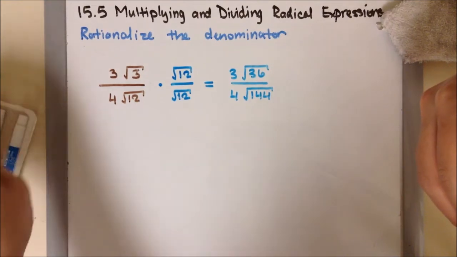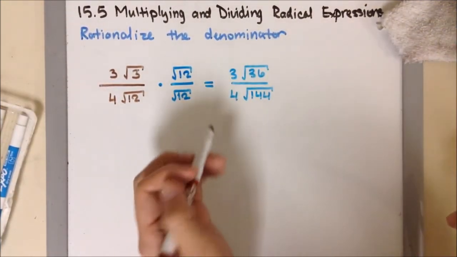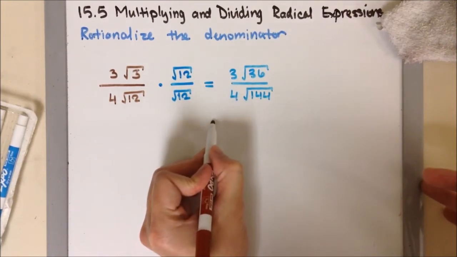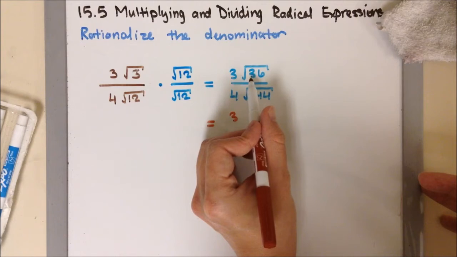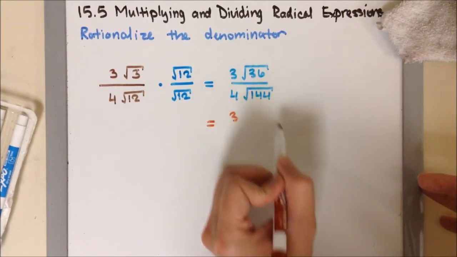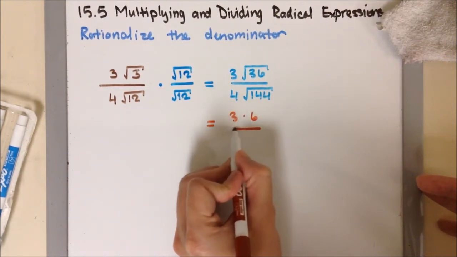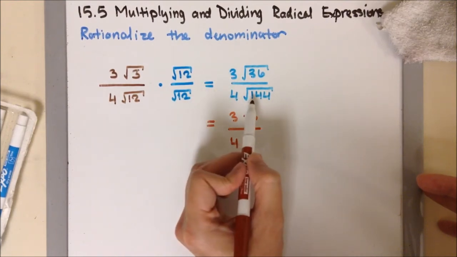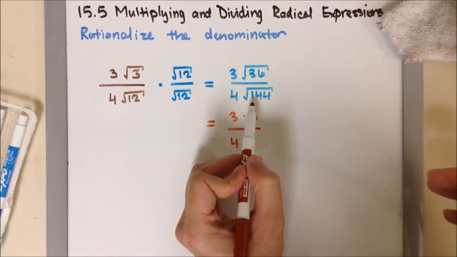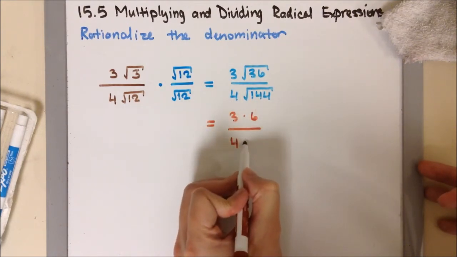Alright, now I'm going to simplify the square roots. Let's take a look at the numerator. We still have the 3, but what we know is that 36 is also a perfect square, so you can do the square root of 36, which is 6. Now let's take a look at the denominator. We still have the 4 on the outside. The square root of 144 is a perfect square number, so the square root of 144 is 12.